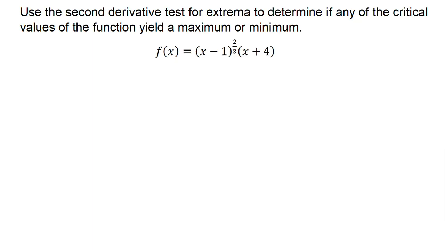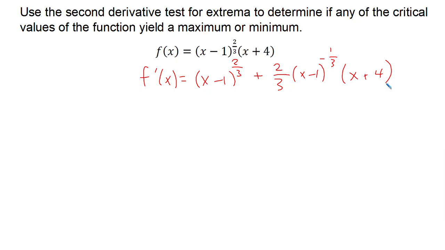So we'll take our first derivative here. We're going to use the product rule. So f prime of x is going to be (x minus 1) to the 2/3 times the derivative of x plus 4, which is just 1. And then we'll add to that 2/3 of (x minus 1) to the -1/3 times the derivative of the x minus 1, which is just 1, and then times the x plus 4. And so we need to look for places when that is equal to 0.